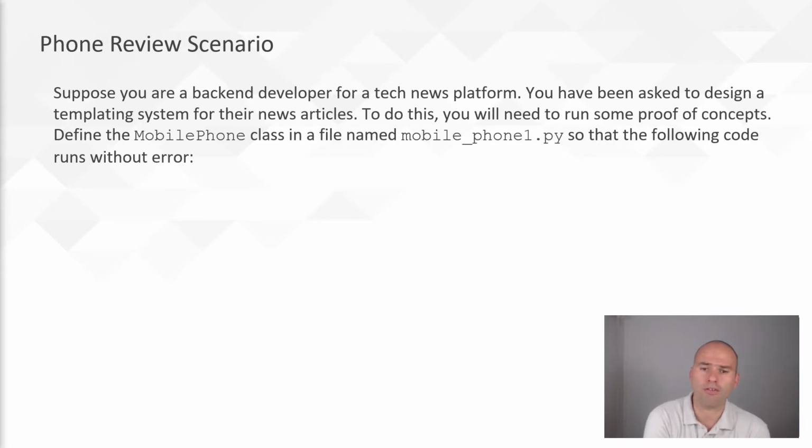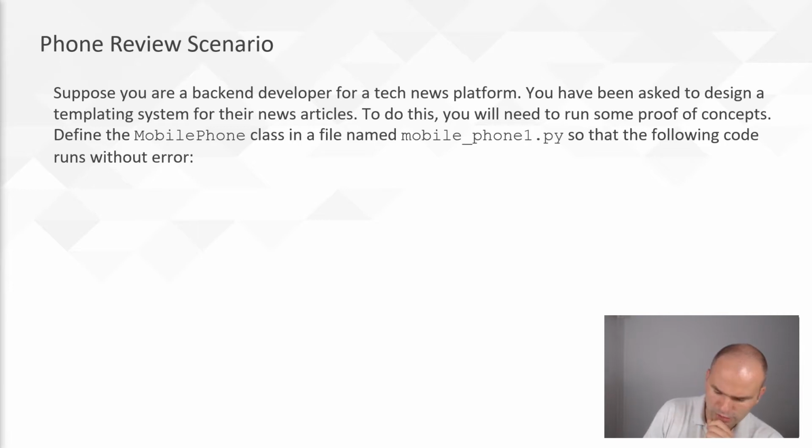So this is going to be a real-world scenario, which is going to lead to a programming problem, which can then be solved with, well, you guessed it, object-oriented programming. So I'm going to read this, and then I'll elaborate. Suppose you're a backend developer for a tech news platform. You've been asked to design a templating system for their news articles. To do this, you will need to run some proof of concepts. So, what we're going to do is define a mobile phone class in this file. The code is also going to be available in the next video when the tutorial begins.